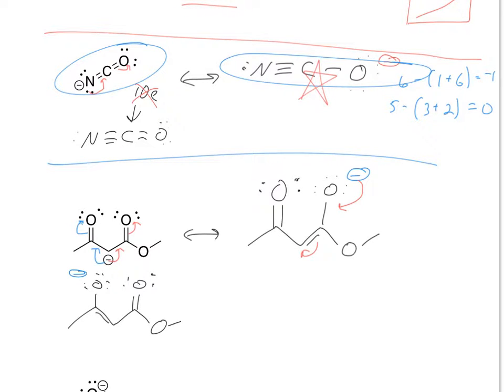Alright, so now we have a couple resonance structures. We have the one on the right that had a negative charge on the oxygen. We have another one with a negative charge on the oxygen, and then one with a negative charge on a carbon. So between them, these two are about equivalent. This one would be the worst, because it puts a negative charge on a carbon. Right? And we want to put the negative charge on the most electronegative atom.